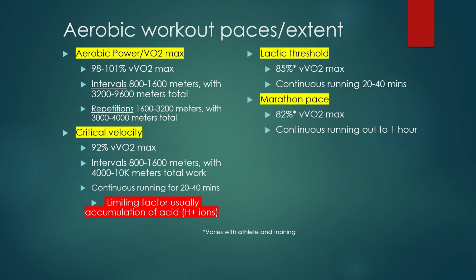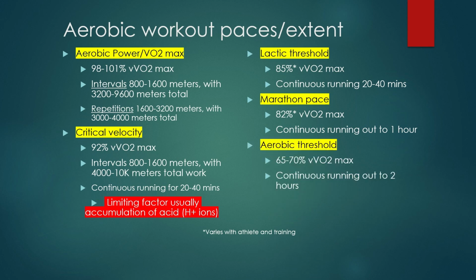Marathon pace, as I mentioned, is 82% vVO2 max. You can do these as continuous running out to an hour, okay? So we have less intensity here, so we can do them for longer. And again, continuous running. Again, interesting, we've got no intervals involved here. And then aerobic threshold, typically thought of as your recovery and long runs, is 65 to 70% vVO2 max. Really, it's more like 70% with your more trained people. With your less trained, you get that bigger range, again varying with the athlete. Continuous running out to 2 hours because it's so much less intense.